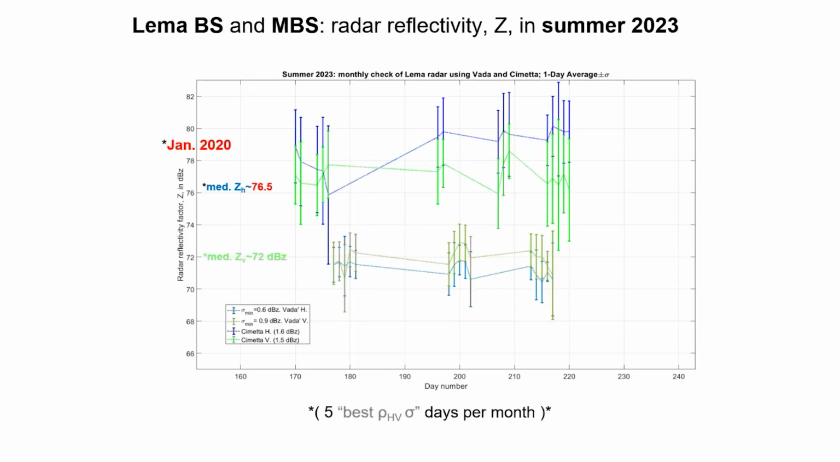And then this is for reflectivity. Again, Cimetta and Montevada, and 5 clear sky days per month of the last summer. This is what concerns the new calibration unit of LEMA.